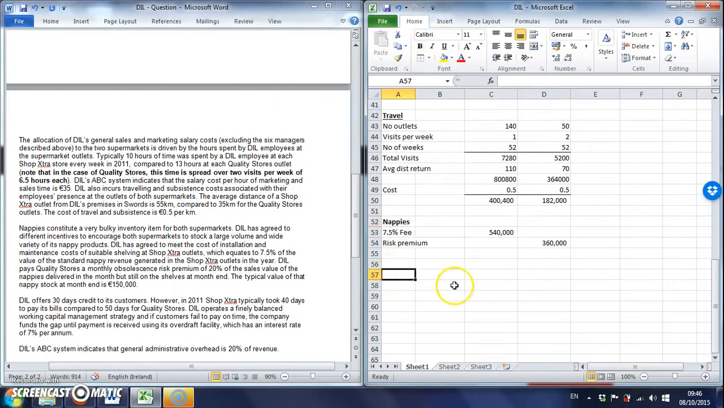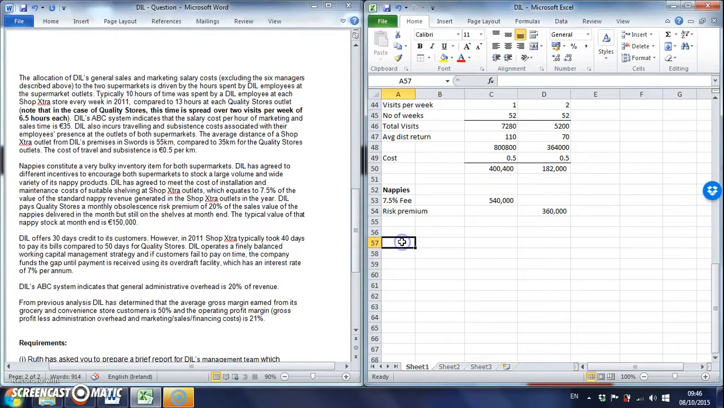And the final one then, there's actually a financing cost. Well, there's 2 costs left. First is the financing cost. You're told DIL offers 30 days credit. However, in 2011, Shop Extra took 40 days to pay its bills, whereas quality stores took 50 days. And because DIL operate a finely tuned working capital management strategy in terms of when they pay the bills and when they get money in, it's going to cost them to use their overdraft 7% per annum. So for every day you're late, it's going to cost you a certain percentage based on 7% per annum to finance that. So you should take account of that based on customer profitability analysis.